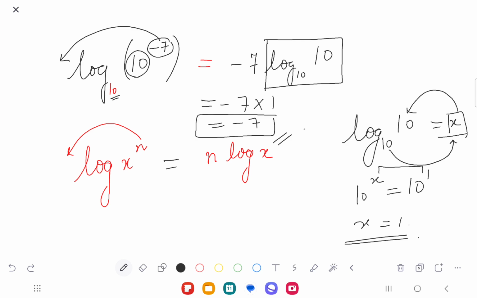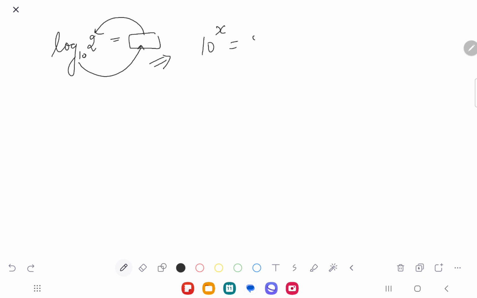Yes or no? Yes. Done. Now, similarly, let me tell you the values. So log 2 to the base 10. That means, 10 should be raised to what power so as to get an answer 2? That's basically what we are trying to find out. 10 raised to power x should be 2. Find x. That's what this question is saying.